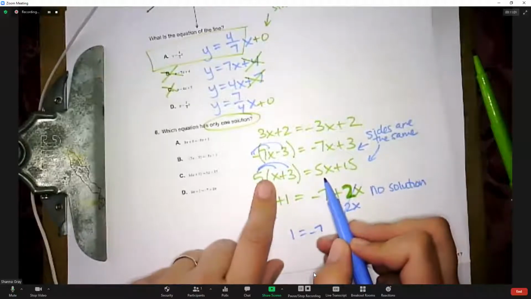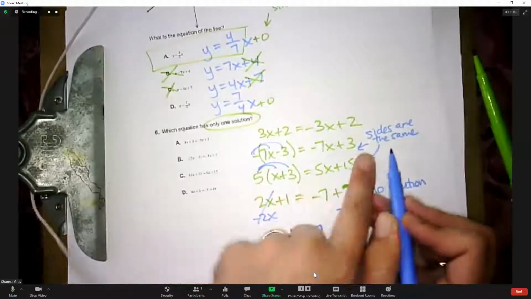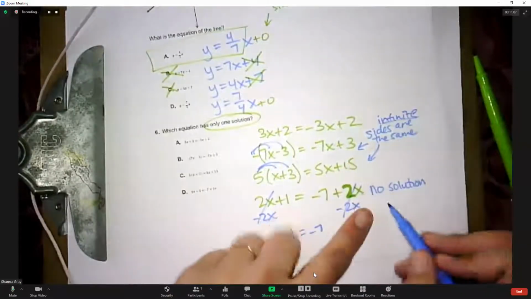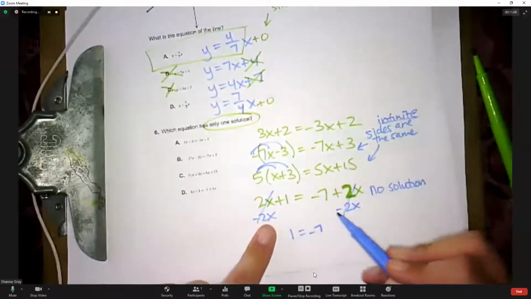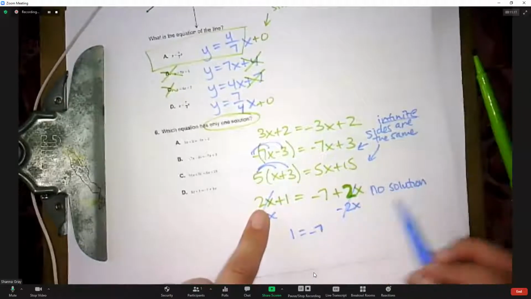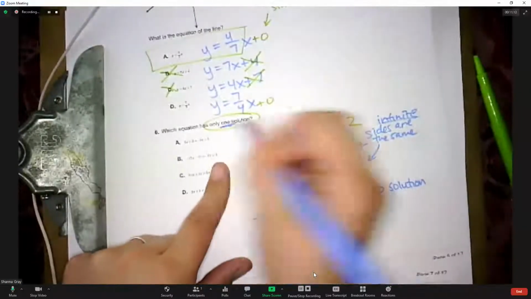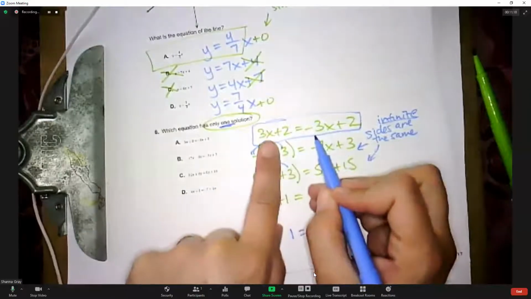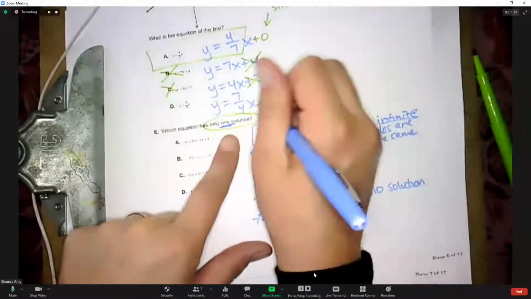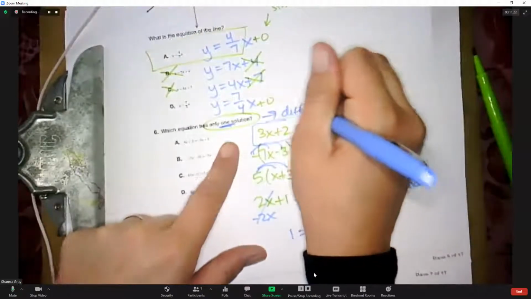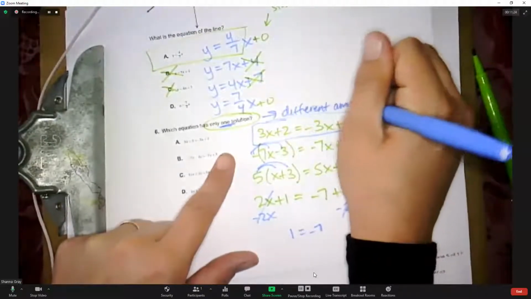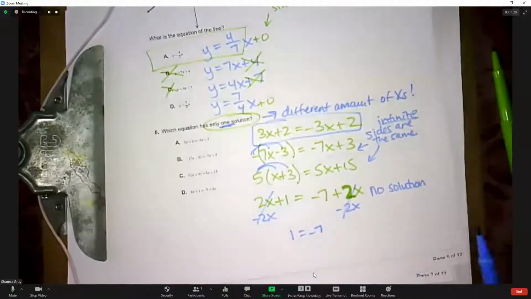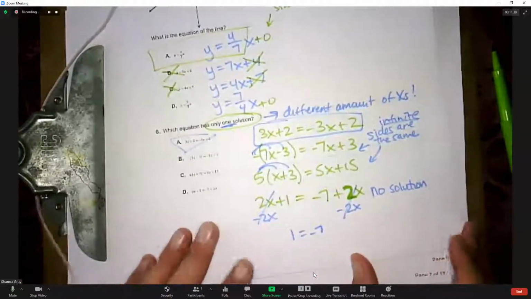Whereas these have the same amount of x's with the same number. So if they're both the same, then this is infinite solutions. If the numbers are different, but the x's are the same, then it's no solution. And so if it's asking for which one has one solution, it's this one. This one has a different amount of x's. So if it has one solution, it has a different amount on each side. So it would be A.